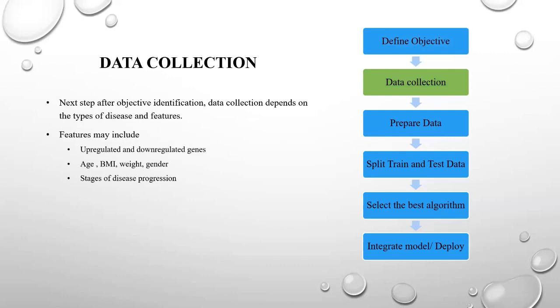The second step is data collection. The data collection completely depends upon which type of disease or which type of features we are using in an ML analysis. Features can be upregulated and downregulated genes. Upregulated genes are those that are highly expressed in a particular disease, and downregulated genes are those that are less expressed in that disease. Other features are age, BMI, weight, gender, and the last one is the stages of disease progression.